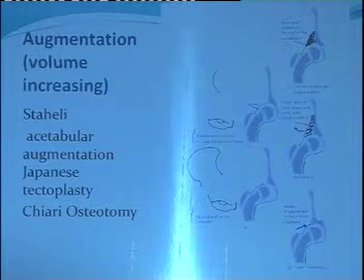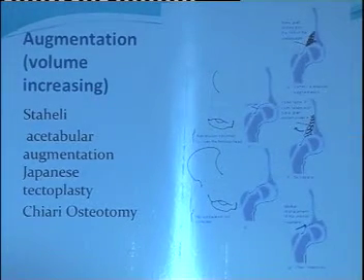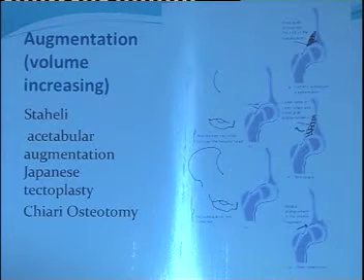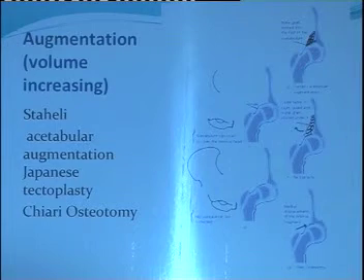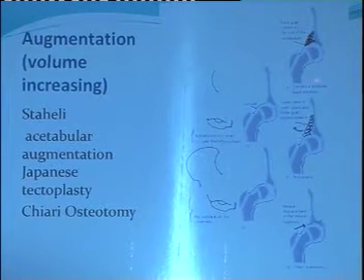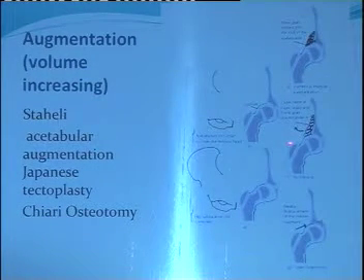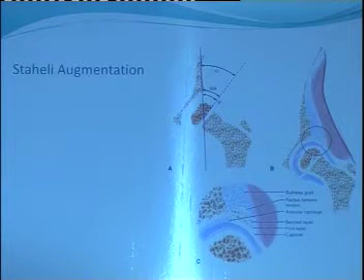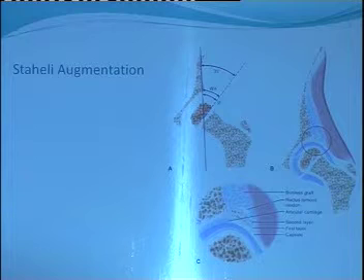Then the augmentation, that is the volume increasing osteotomy, that is the Staheli osteotomy or the Japanese tectoplasty, is done where the size of the acetabulum is small or the head is not reduced into the acetabulum. You go for these procedures. This is the Staheli procedure, this is Japanese tectoplasty. This is another photograph of Staheli augmentation osteotomy.